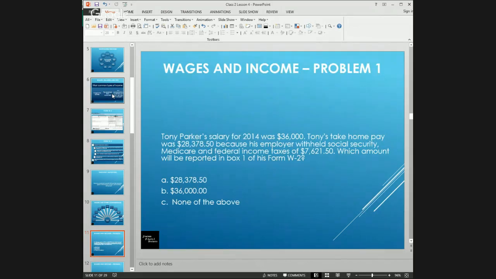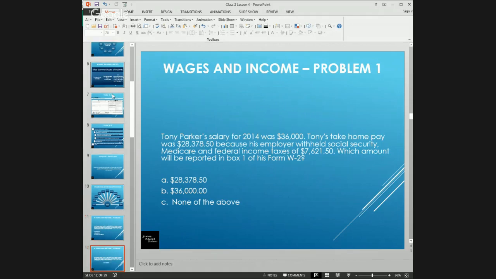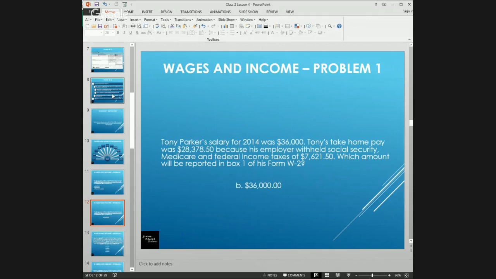So here we have the initial question or example. Here we have Tony Parker, and his salary for 2014 was $36,000. Tony's take-home pay was $28,378.50 because his employer withheld Social Security, Medicare, and federal income taxes of $7,621.50. So the question is, which amount will be reported in box 1? Box 1 is going to be reflective of the $36,000. So you are taxed on the full $36,000, even though $7,621.50 was actually paid out in taxes. And that just simply says that it was the $36,000.